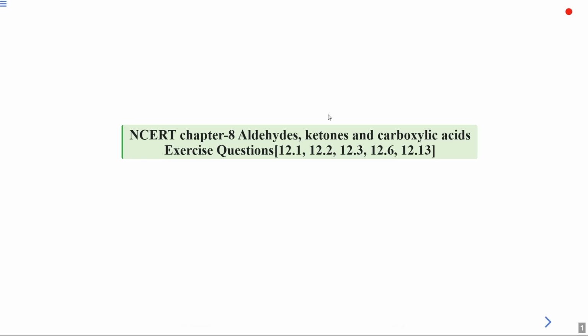Hello students. So today we will see NCERT chapter 8, which is aldehyde, ketone and carboxylic acid exercise questions. So today we are going to solve question 12.1, 12.2, 12.13, 12.6 and 12.13.